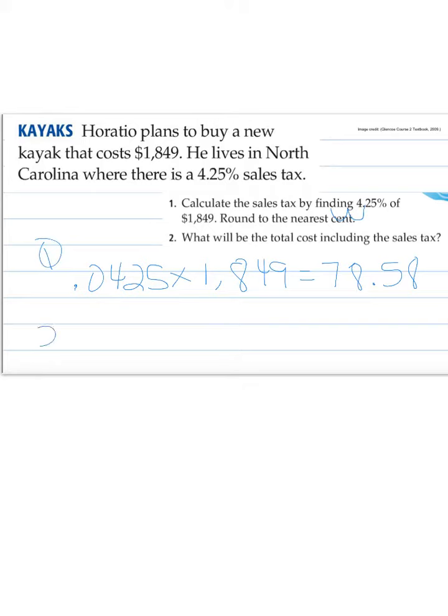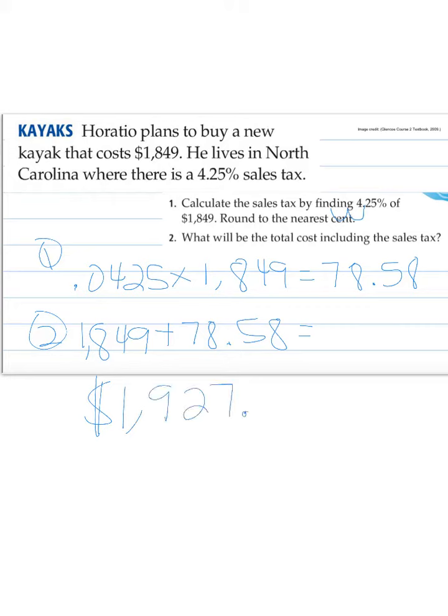Question 2 says, what will be the total cost including the sales tax? So now we take the price of the kayak and we add on the sales tax. 1,849 plus 78.58. And our total cost of the kayak with the sales tax is $1,927.58.